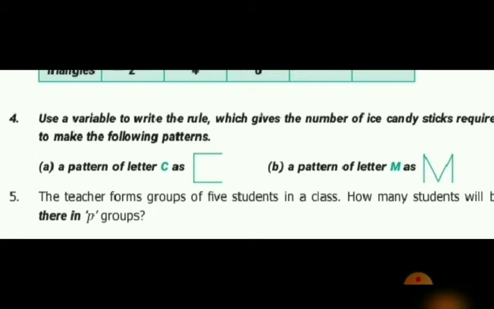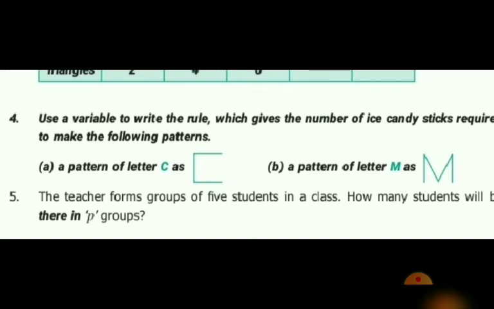Next, use a variable to write the rule which gives the number of ice candy sticks required to make the following pattern. For C, how many ice sticks do we need? 1, 2, 3. 3 ice sticks. For making M, how many ice sticks do we need? 5 ice sticks we need.